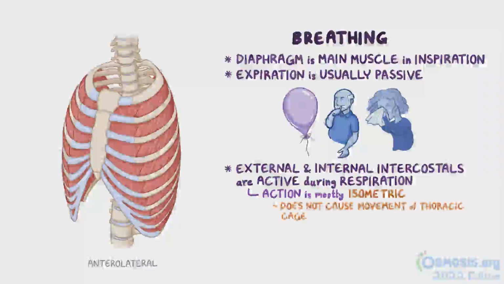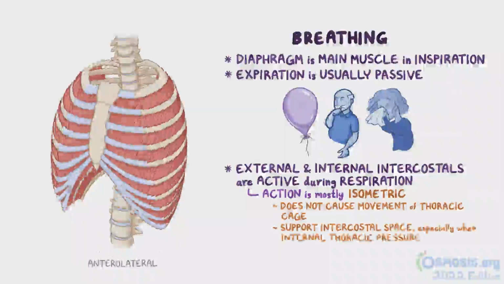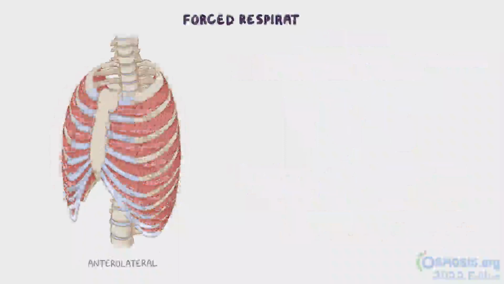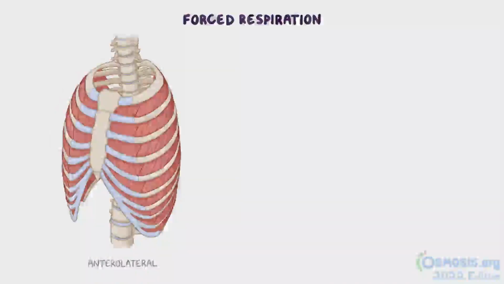This isometric contraction is to support the intercostal space, especially during inspiration when internal thoracic pressures are lowest. However, during forced respiration, these muscles become more active and will produce movement of the ribs. Let's take a look at this image. Now, take a really deep breath, literally, do it, and see what happens.